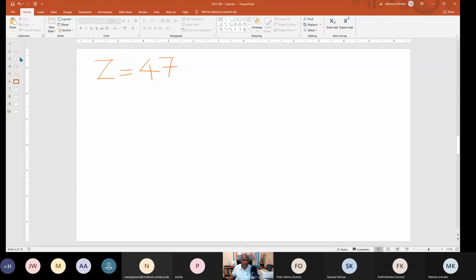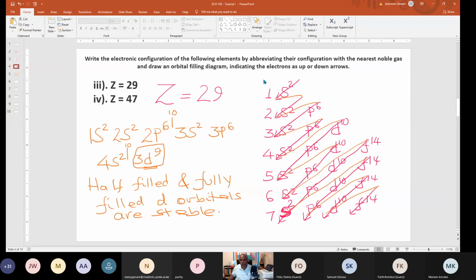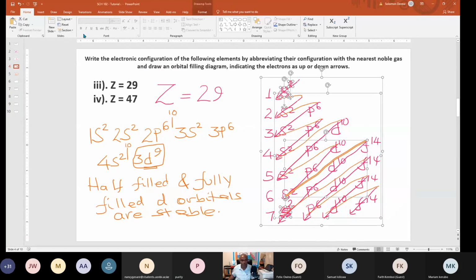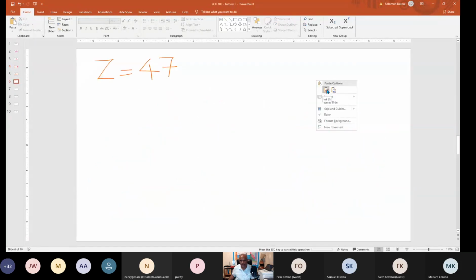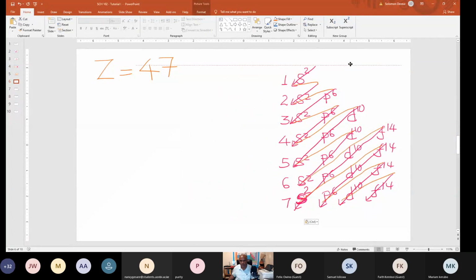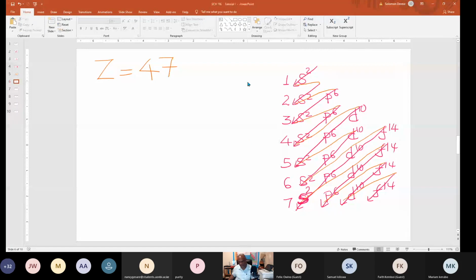Now, the usual thing to do, I don't want you to cram anything, okay? I want you to quickly write this, and then the arrows, which you do not have to cram. You develop this so that you can easily follow up. So now let's do this. We're going to follow this arrow until we reach 47, okay?